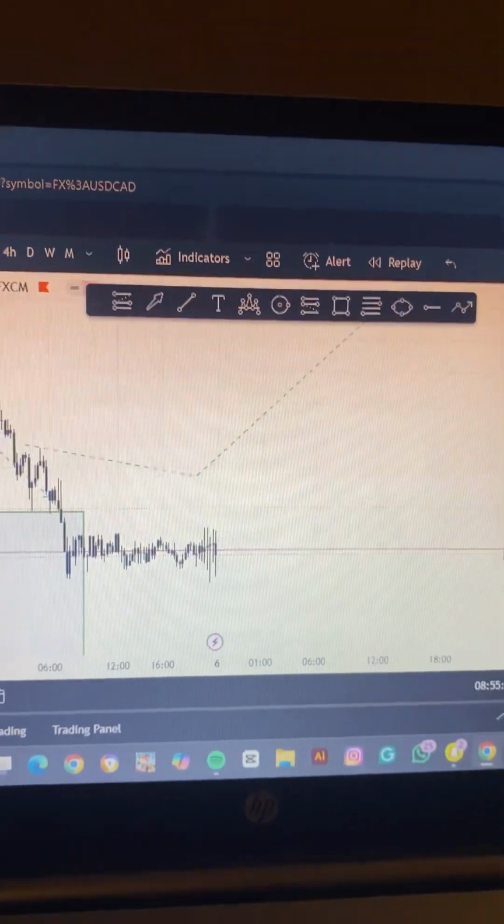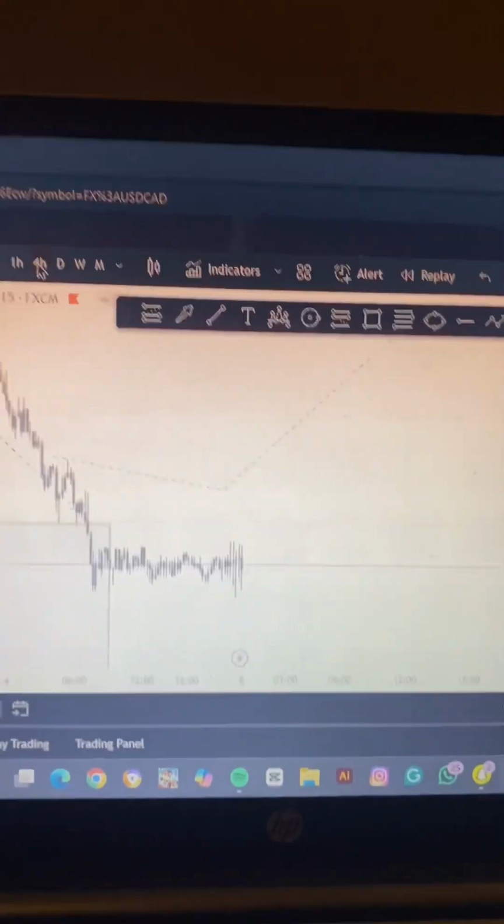You can see how price has been chopping. So probably that's the right decision, to be honest.